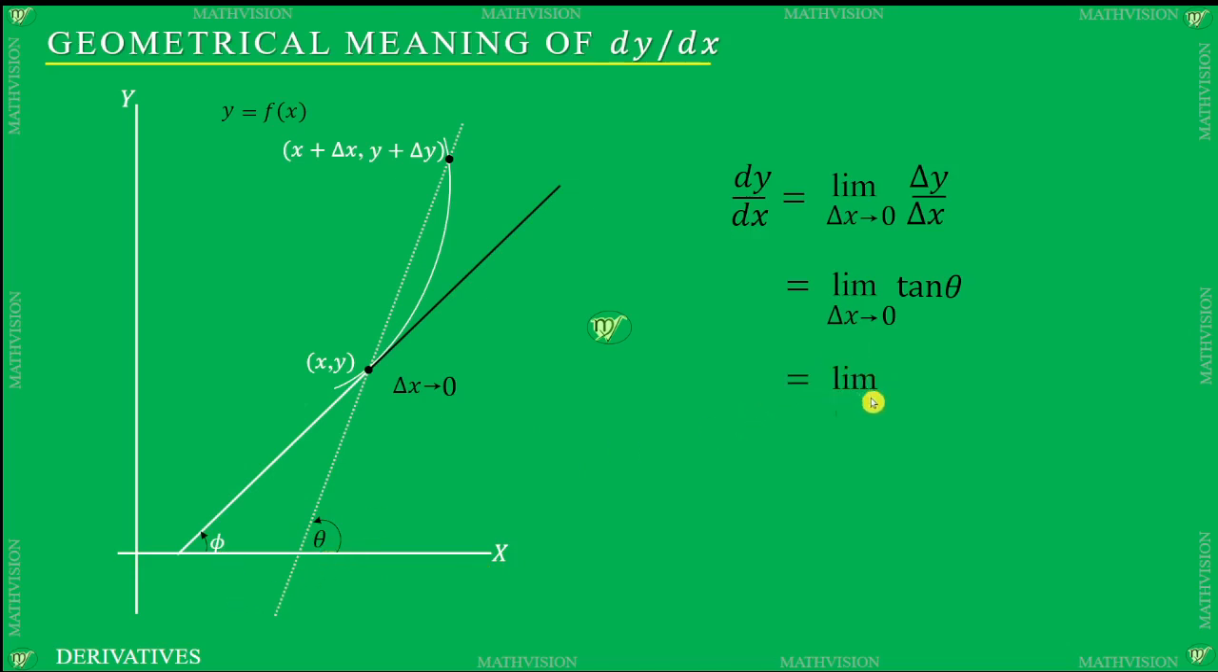So we can replace delta x tends to 0 by theta tends to phi. So we get the limit as theta tends to phi of tan theta. Now replacing theta, we get tan phi as the limit, which is equal to dy by dx. Therefore dy by dx geometrically represents tan phi, which is the slope of the tangent line. So dy by dx geometrically represents the slope of the tangent line.